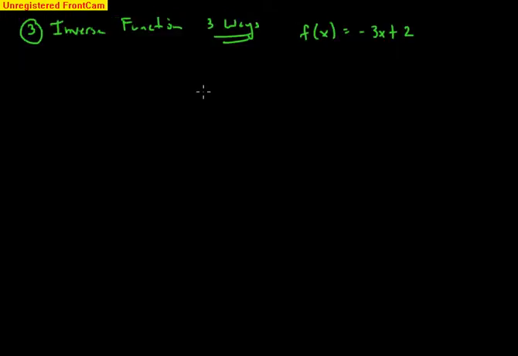All right, very good. Okay, for our next problem, we're going to look at inverse functions, and we're going to look at it 3 ways. So this says inverse function 3 ways, and here's the function in question. F of x equals negative 3x plus 2. So the first thing I would like to do is make a table of values. So this is way number 1. A table of values, x and y.